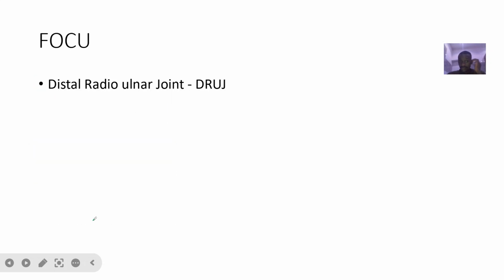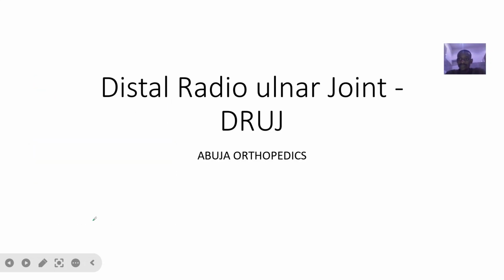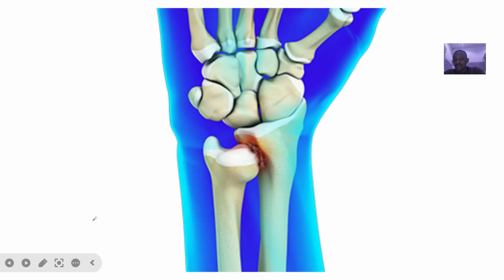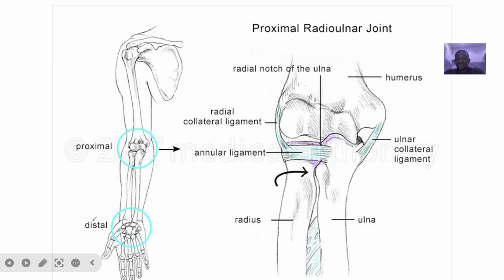All right, so we're just trying to gather all the basic anatomy that will be important to us, as later on we'll be discussing the pathology of different joints, as in orthopedics. So the next joint we will be talking about is the distal radioulnar joint. Now you should know that we have two radioulnar joints.